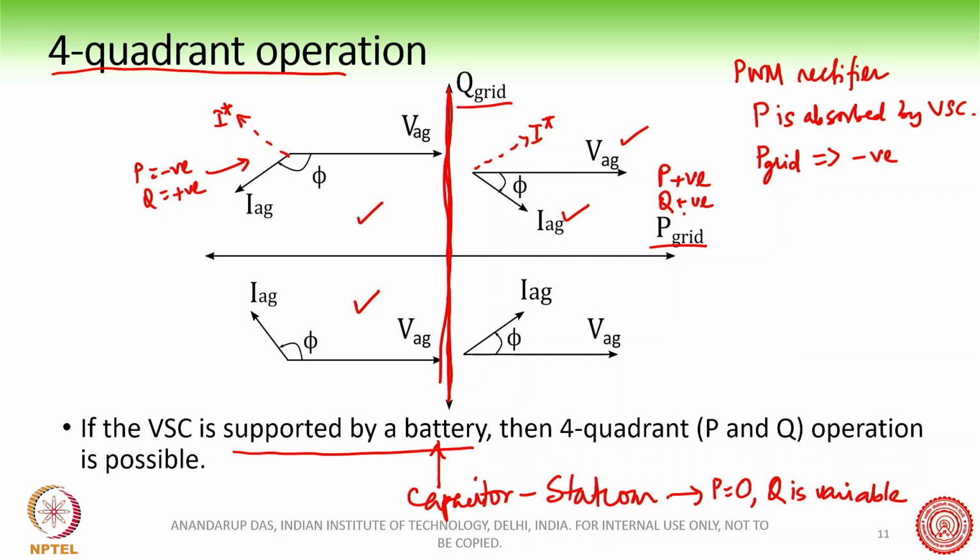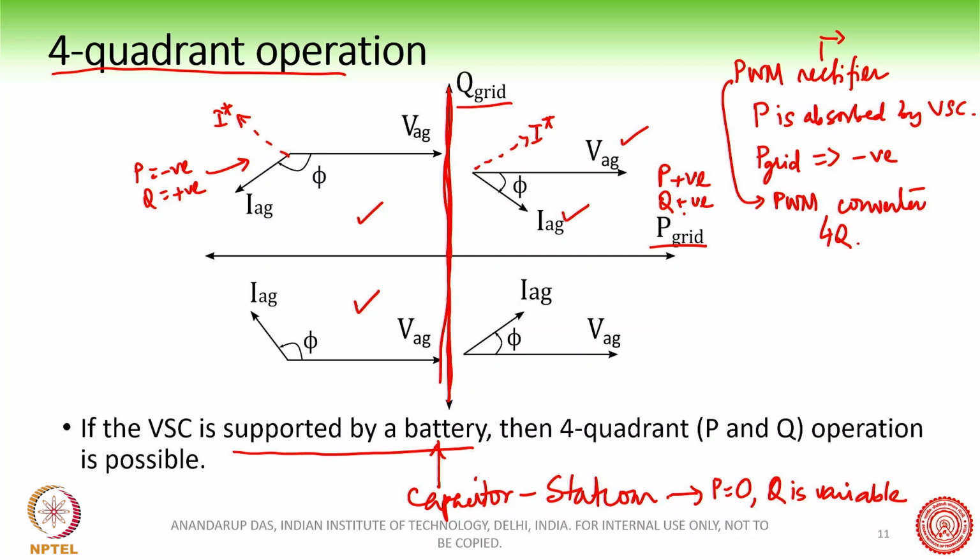But this is essentially a limited 2-quadrant operation of the VSC. The VSC with a battery can actually work like a wonderful 4-quadrant converter. So the word PWM rectifier is a limiting word. It does not encompass the whole of the operation of the converter, and so we should rather use the word PWM converter, because it can work in 4 quadrants with an energy source on the DC link.